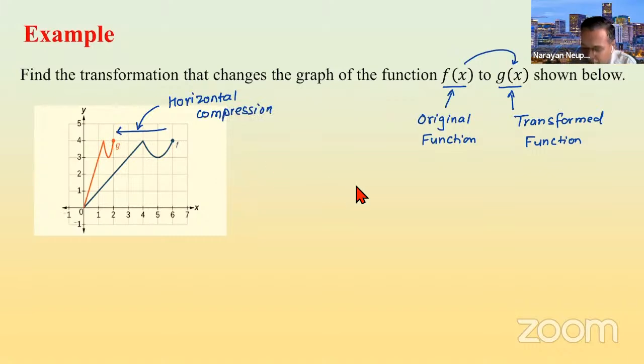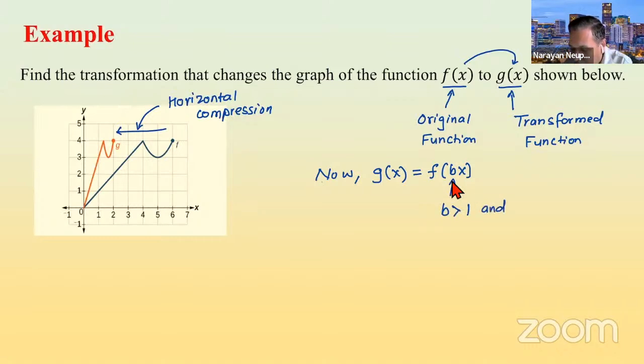So the meaning of that is our equation should be like this. For horizontal compression, the new equation g of x is equal to f of b times x. This is how we write it. And because this is compression, the value of b must be greater than 1.